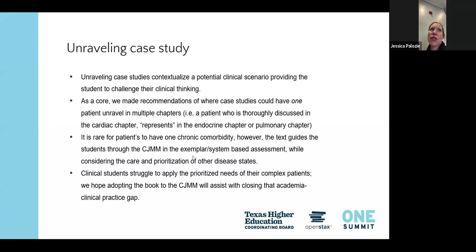It's rare that a student's going to see a patient with one comorbidity, but also it's going to challenge them to think of the CJMM for those acute exemplars, while considering the other disease processes that are affecting the patient. They struggled to apply what is first, what is second, what is third. But we hope that this book that has been adopted with the CJMM threaded through will help close that gap between academia and practice.